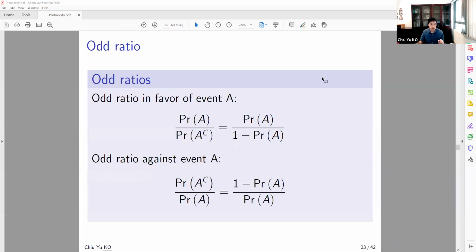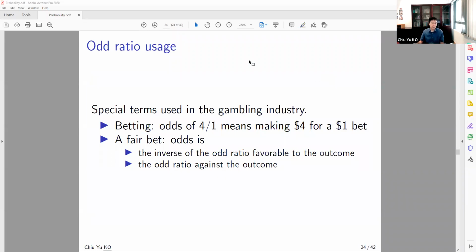So let's see the next page, okay? And the odds ratio, okay? In the casino, you will see they call the betting odds of 1 to 4, okay? And usually it means that if you make a $1 bet, okay? If you win, you get $4, okay? Of course, if you lose, you get 0, okay? So 1 to 4 means you bet 1, and you get $4.